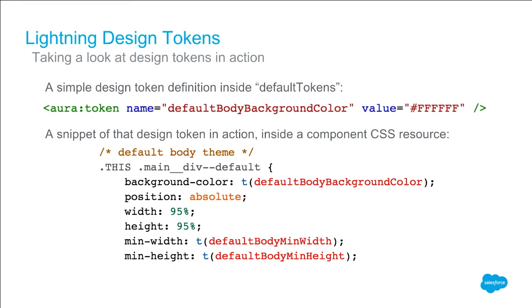And then in the snippet below, I've got a class from one of my component's CSS resources. And the first property in that class is this background color. And I'm assigning it to that token I just defined using the token function and passing in the name of the token, default body background color. It is as simple as that. As soon as you define and save the token, you can reference them in your component CSS just like that. It's the same thing as if I had hard-coded that FFFFFF value for background color.